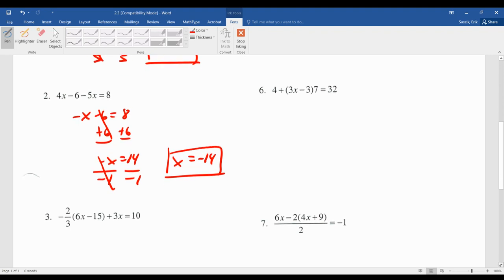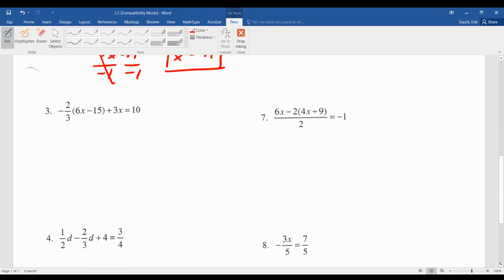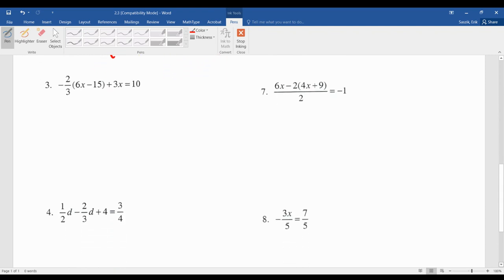Okay? Now this next one looks ugly. That fraction freaks a lot of people out. Don't let it bother you. Okay? So negative 2/3, we have to distribute. Negative 2/3 times 6x and negative 2/3 times that. But you multiply by the top.